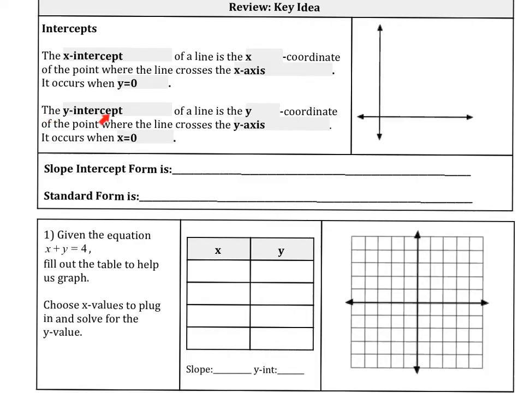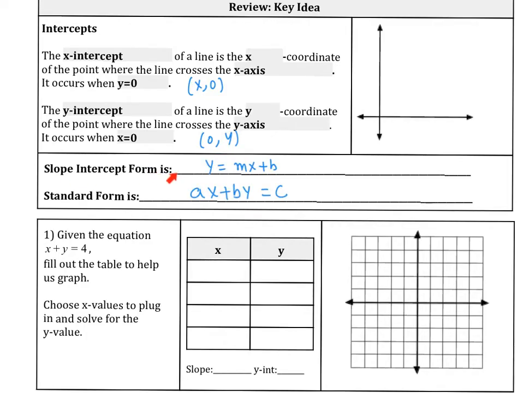Whereas the y-intercept of a line is the y-coordinate of the point where the line crosses the y-axis, and it occurs when x equals 0. So any point where we have an x-coordinate present but the y is 0 is called an x-intercept. Whenever we have a y present but the x-coordinate is 0, it is called a y-intercept.